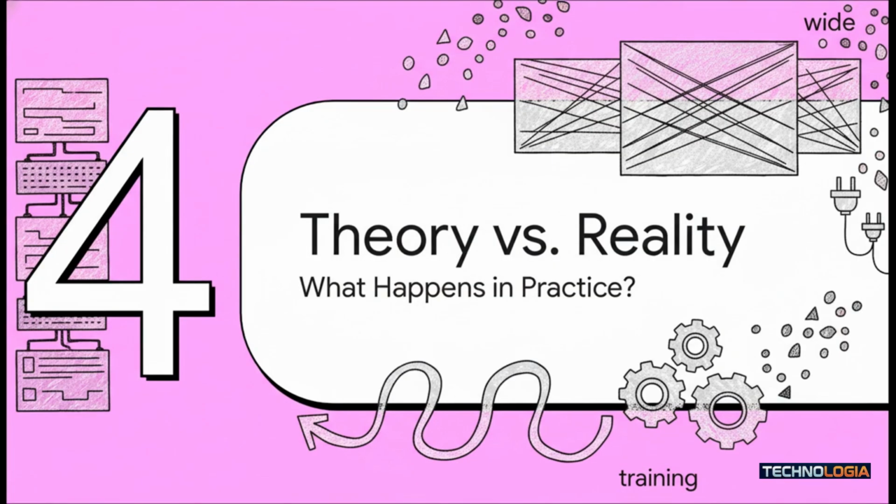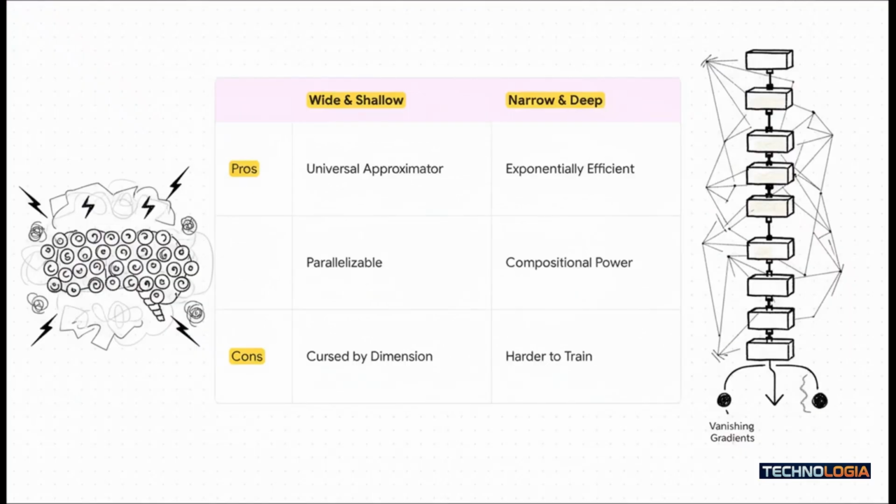Okay, so the theory seems crystal clear, right? Depth is exponentially better, game over. But theory is one thing. What actually happens when we try to train these massive models out here in the messy real world? So here's a quick recap of the trade-offs on paper.